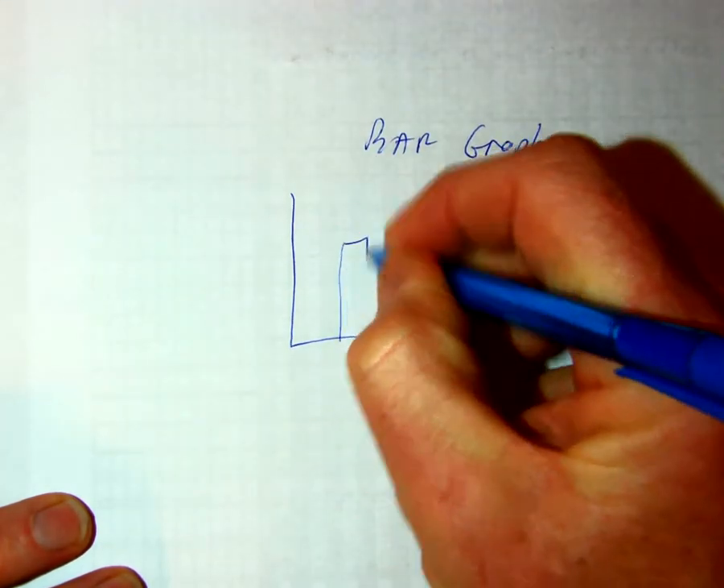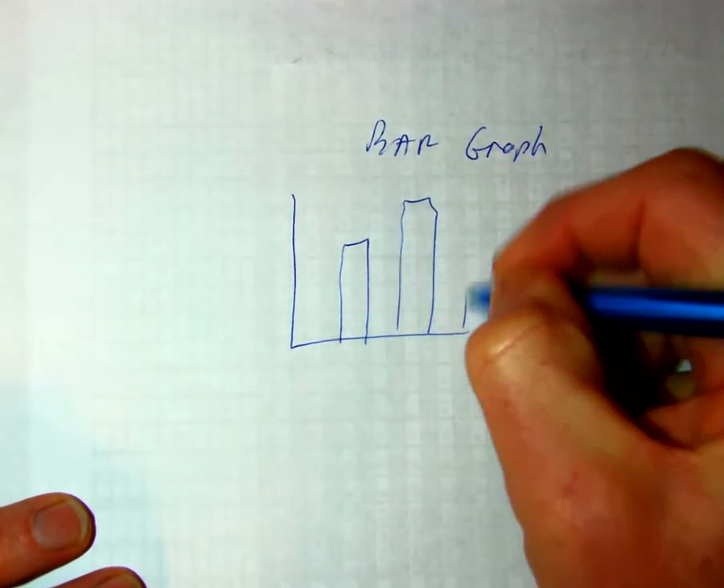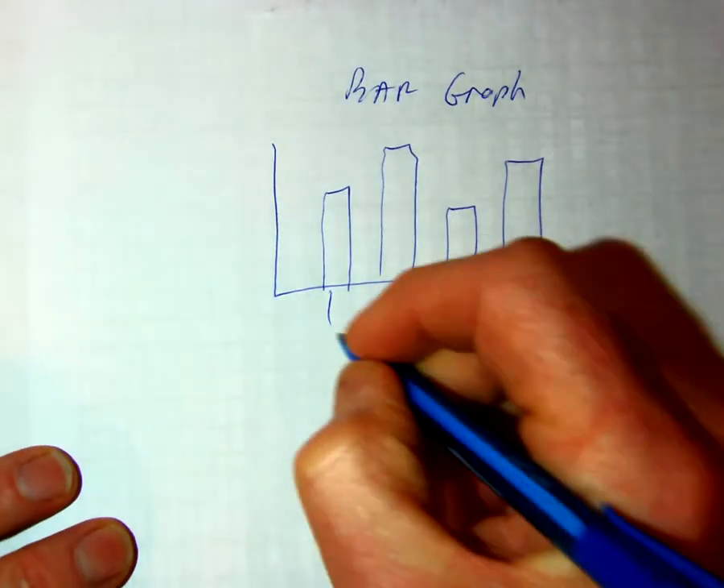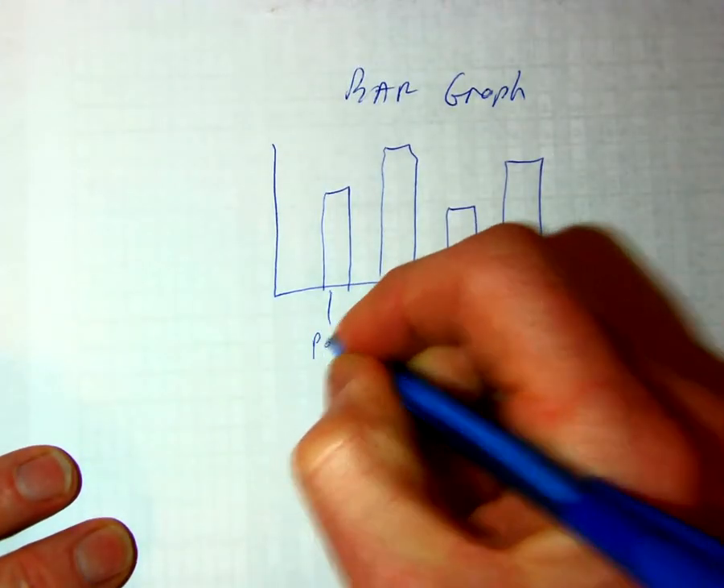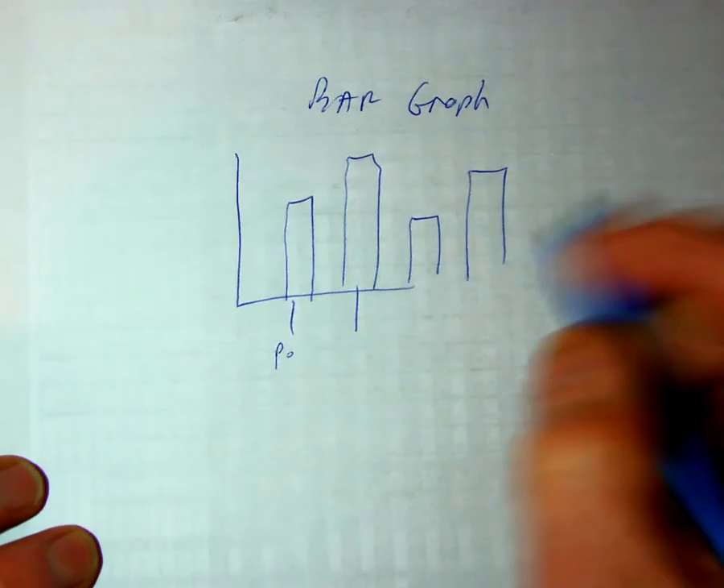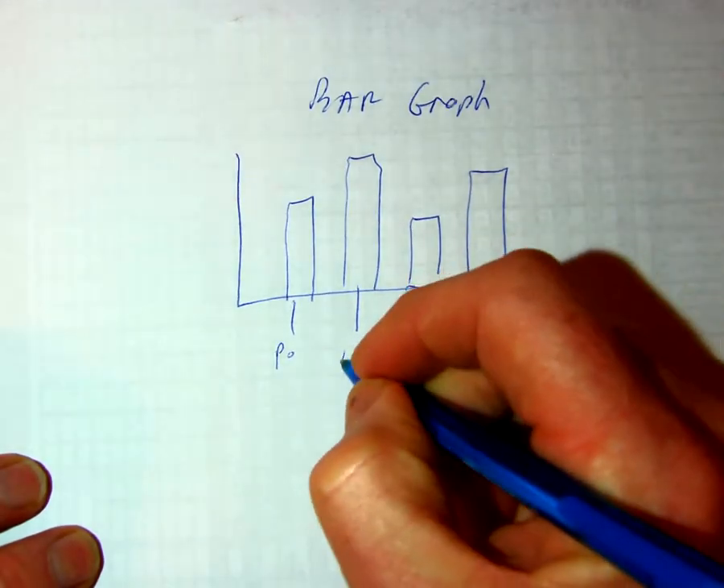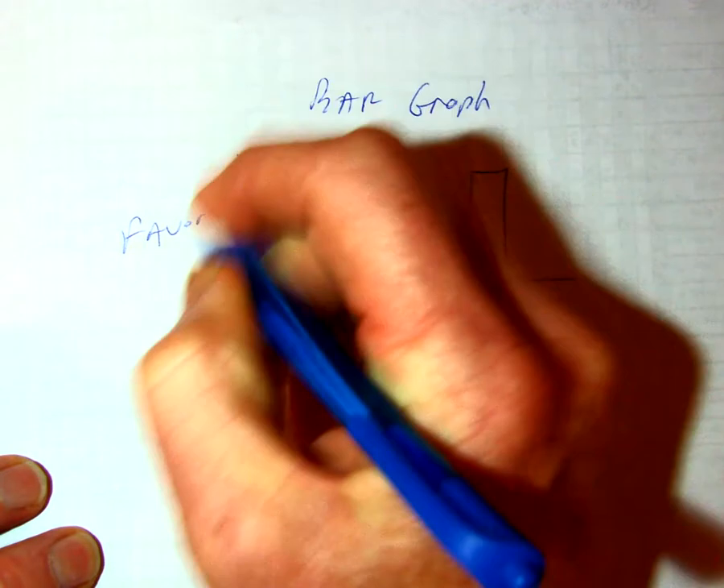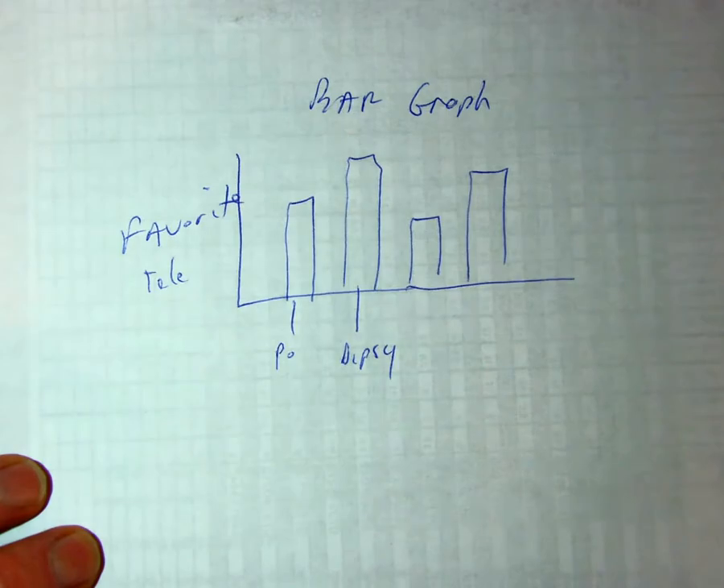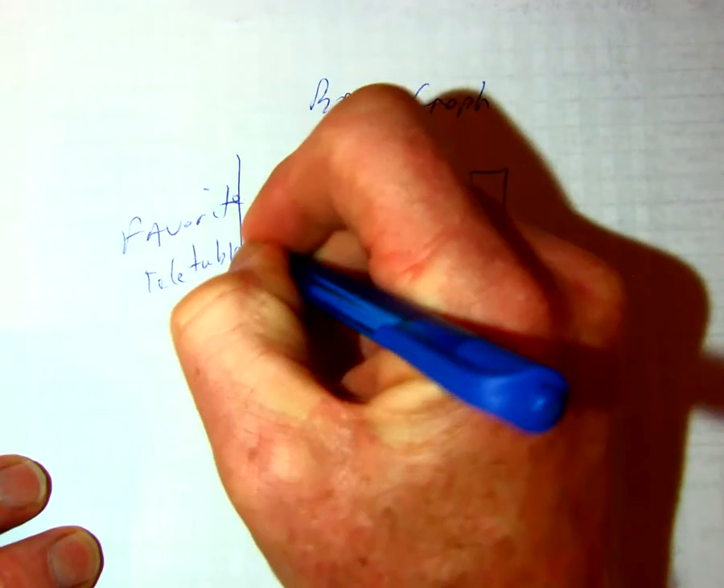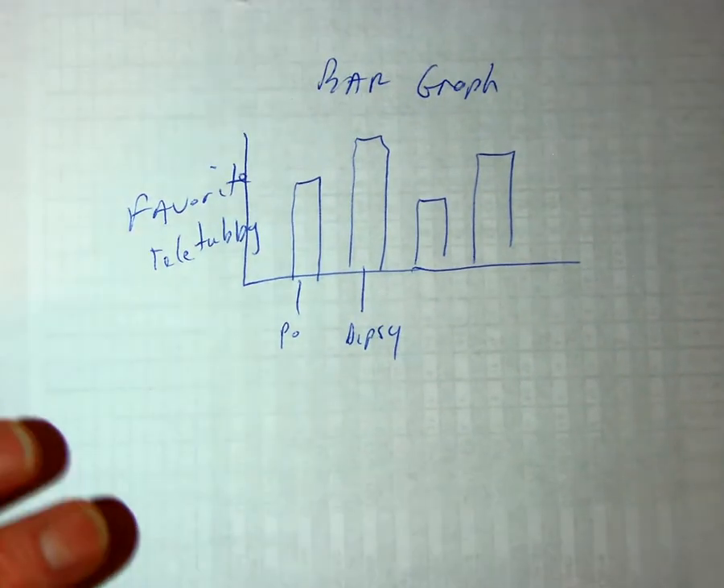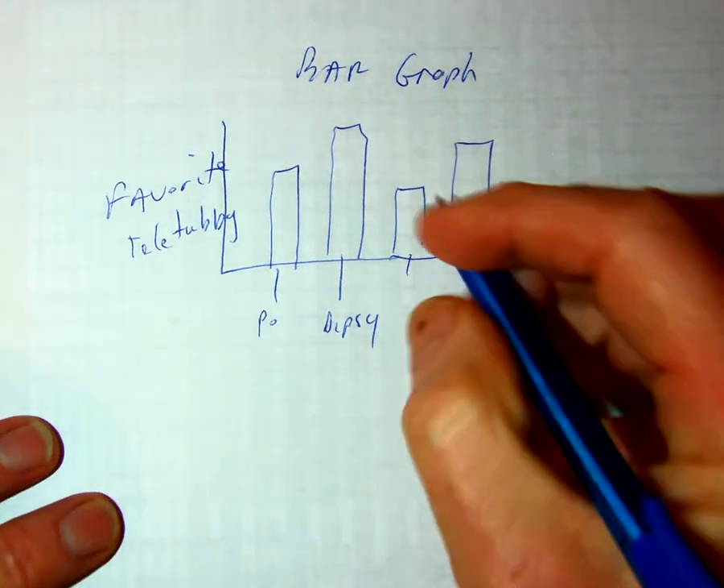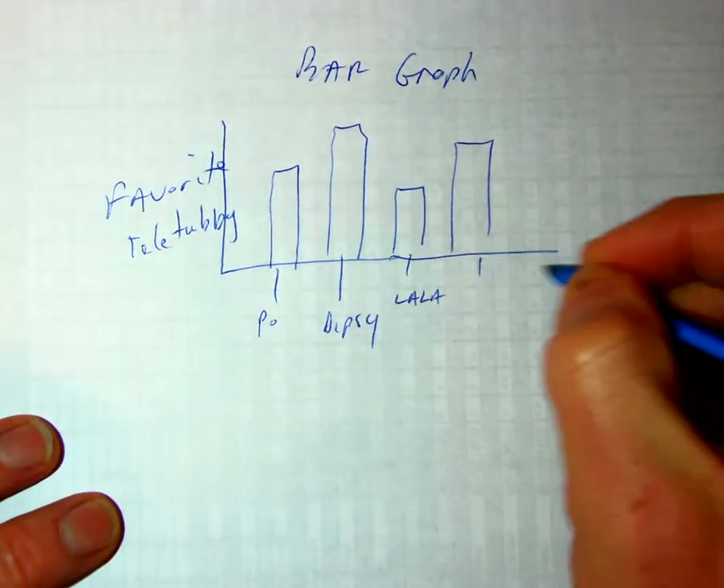A bar graph would be, who is your favorite Teletubby? And you would have, what are their names? Po. Does anybody know the Teletubbies at all? Dipsy, I think Dipsy was one. Favorite Teletubby. You guys have no idea what I'm talking about, do you? The Teletubbies are a show for preschoolers, right? I forget the other ones' names. Lala, I think Lala was one. I can't remember the last one.